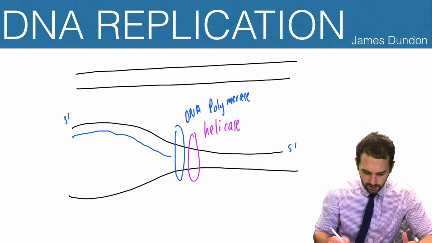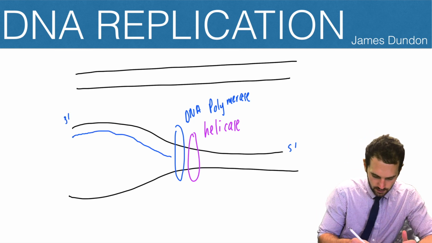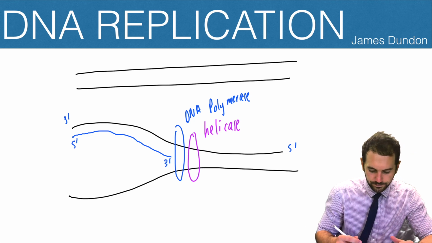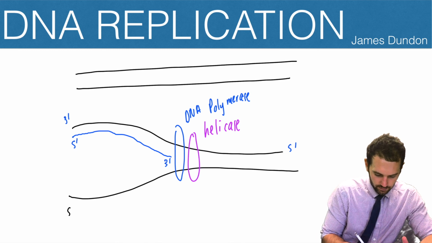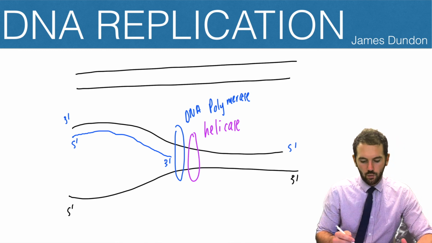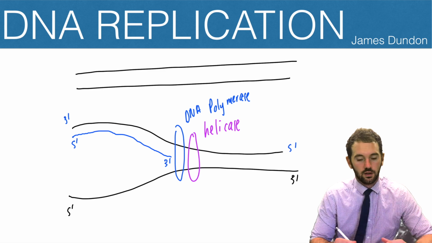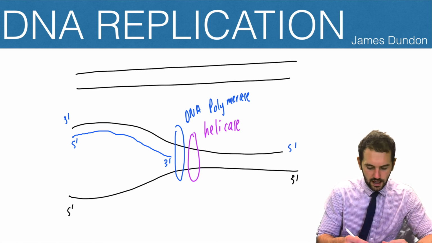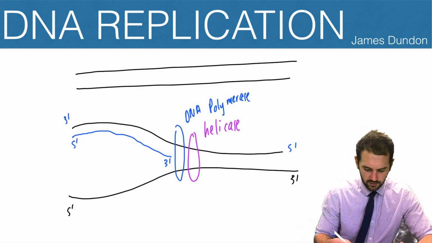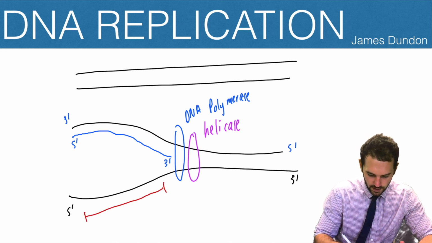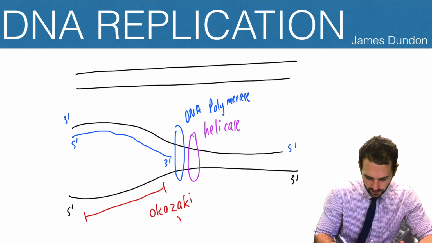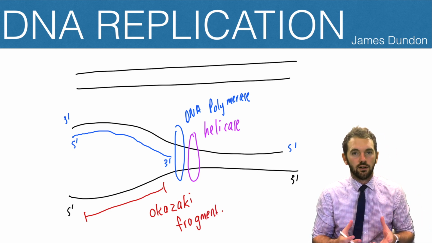On the lagging side, which is 5' to 3', we then have this exposed section. So this exposed section, and because it will be a section at a time, is called an Okazaki fragment. Okay, so this section here is called an Okazaki fragment, and we've got to deal with that in a very special way.